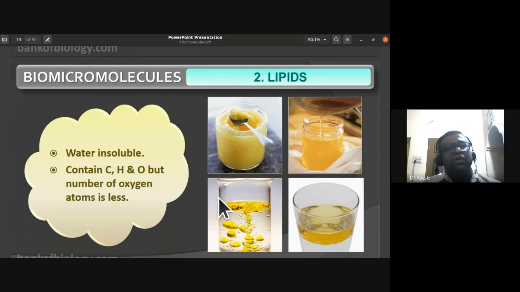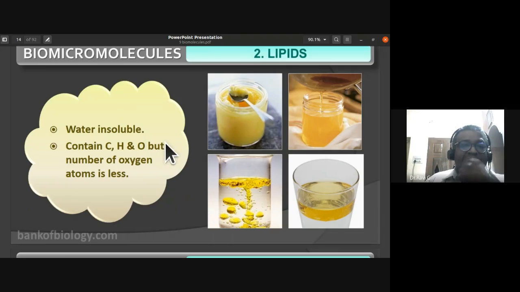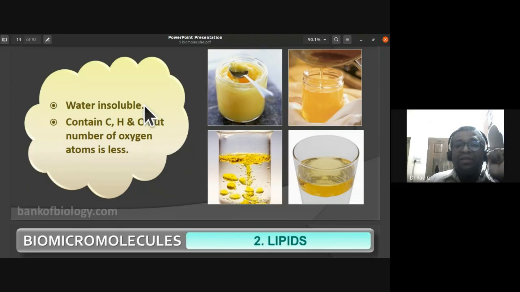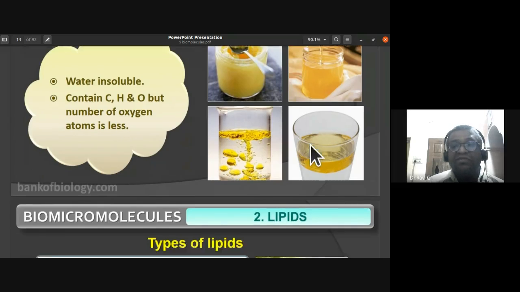The next biomolecules that we will discuss are lipids. See, lipids are water insoluble. They contain carbon, hydrogen, and oxygen, but the number of oxygen atoms is less. You can notice that there are oils and fats. The oils at room temperature are in liquid form, whereas the fats are in solid form at room temperature.